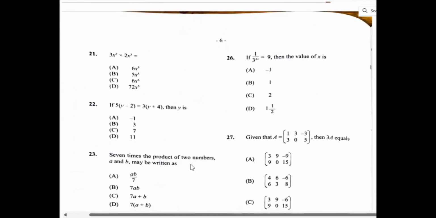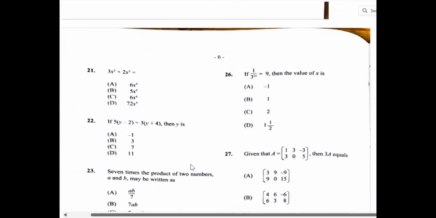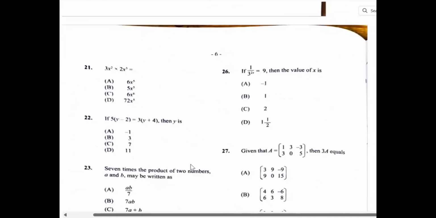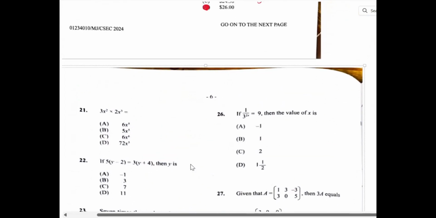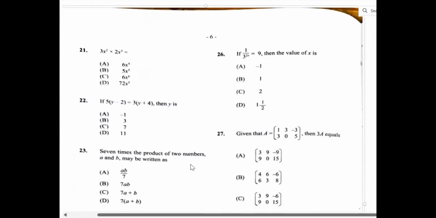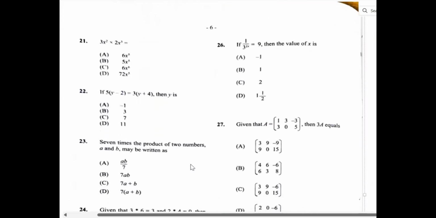All right, this sheet is a little bit blurry. It means that we have finished our consumer arithmetic section. We are now on our algebraic section.